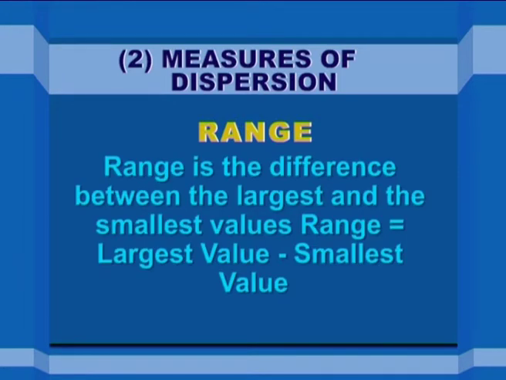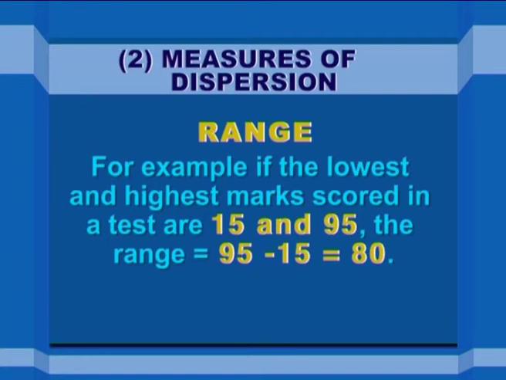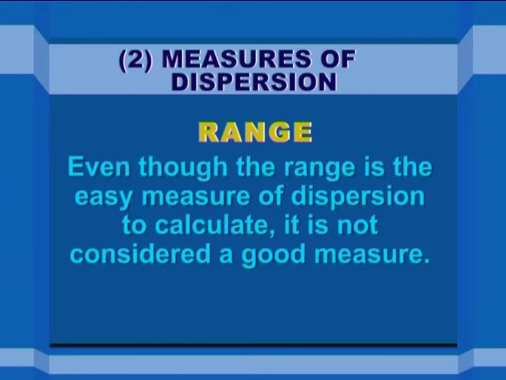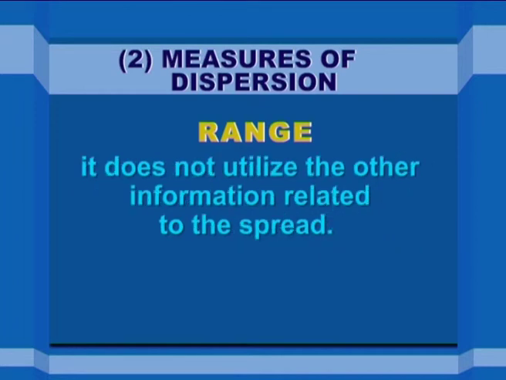Range is the difference between the largest and the smallest values. For example, if the lowest and the highest marks scored in a test are 15 and 95, the range would be 95 minus 15, that is 80. Even though the range is an easy measure of dispersion to calculate, it's not considered a good measure. It does not utilize the other information related to the spread.